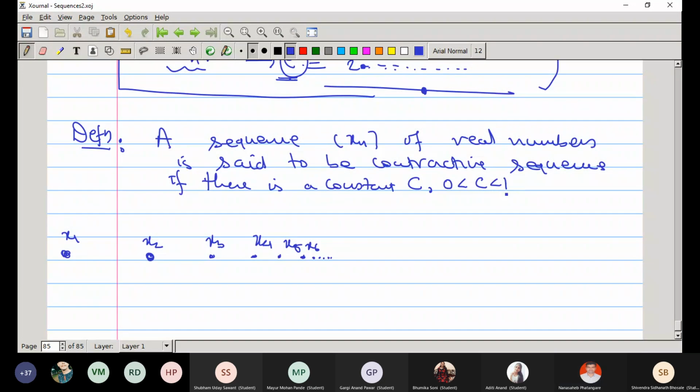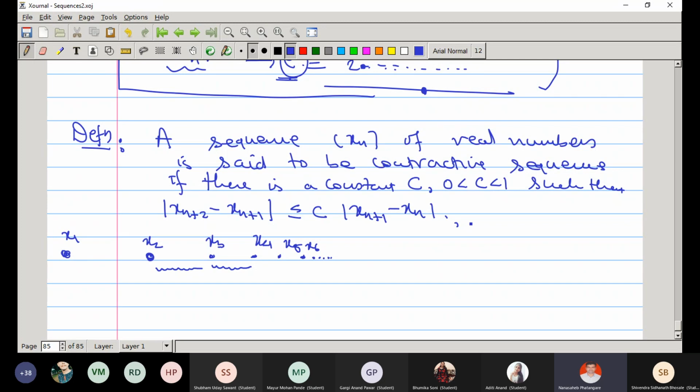So such that, what is actually happening here? The distance between x3 and x4 is less than distance between x2 and x3, right? And this thing we want to write down in mathematical way. So such that distance between xn plus 2 and xn plus 1 is less than or equal to c times distance between xn plus 1 and xn, right? So this is for all n.